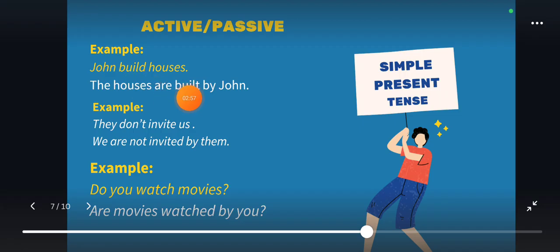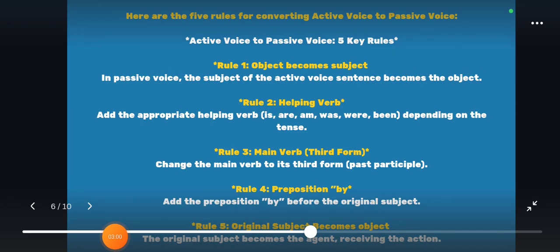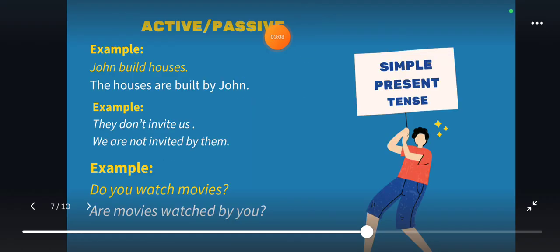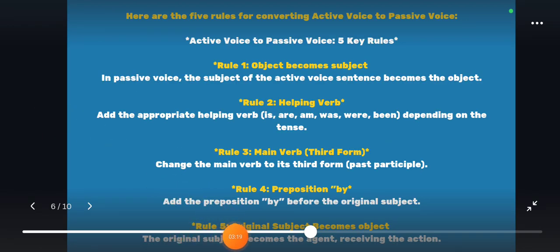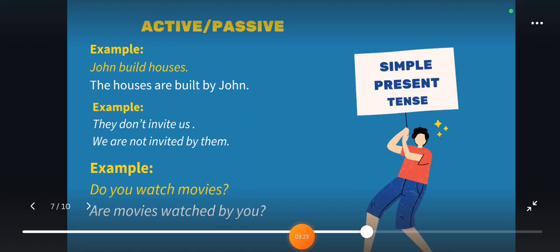Okay, houses are built. And then the next rule is preposition by. Add preposition by after third form of verb. So here we have written the third form of build, and that is built, and then add preposition by. And lastly we have the last rule, and that is change the subject into object. Right here we have John, and we will write it in the end.